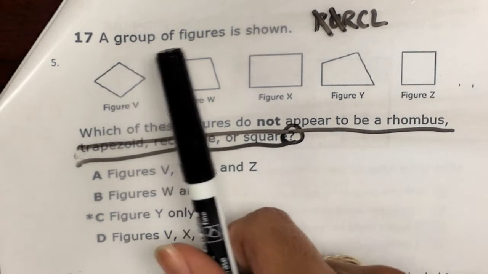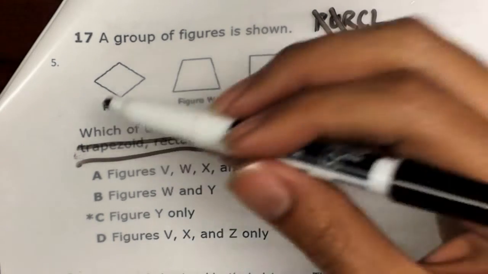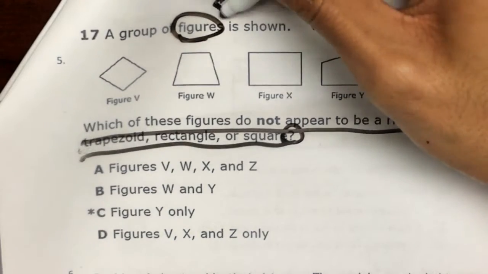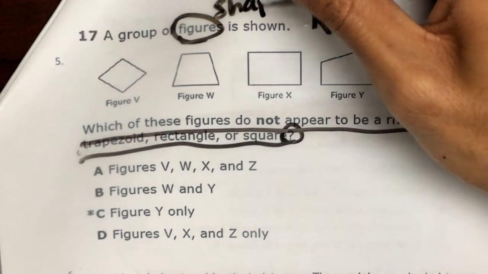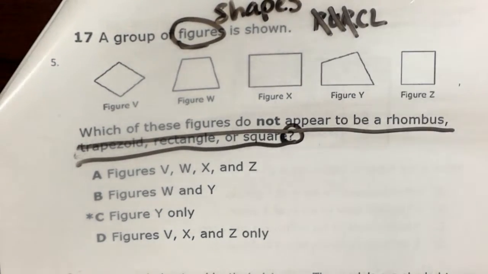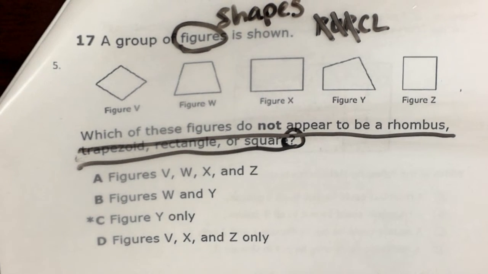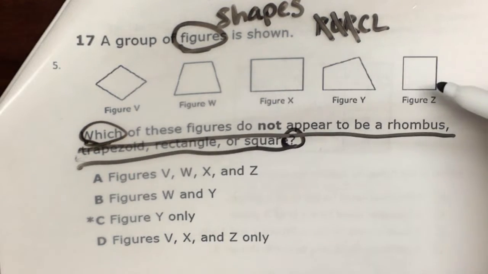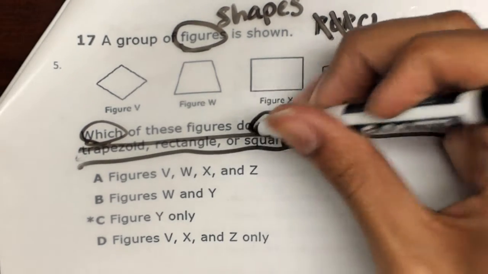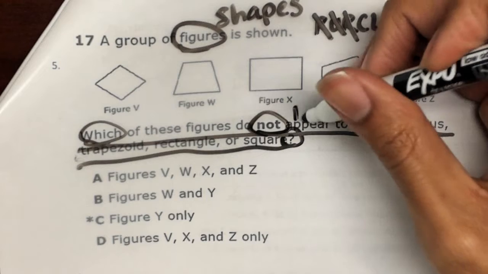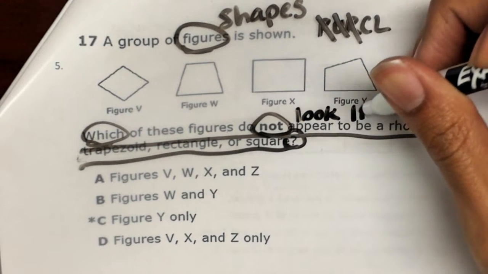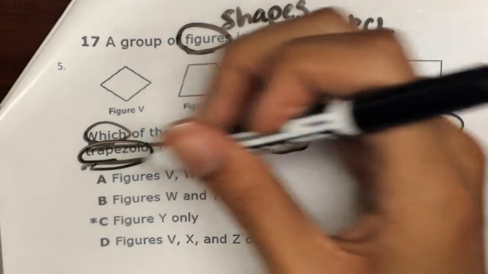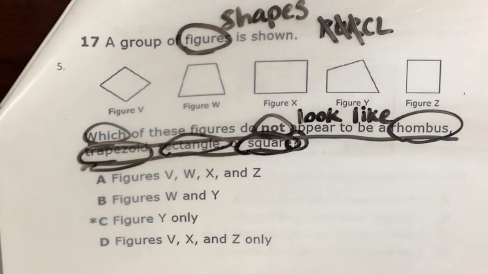It says, a group of figures is shown. And here are the figures. If you don't know, figures means shape. So let's circle some more clue words. The question says, which of these figures do not appear or look like a rhombus, trapezoid, rectangle, or square?